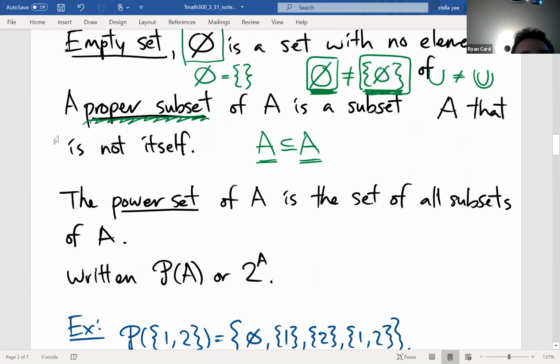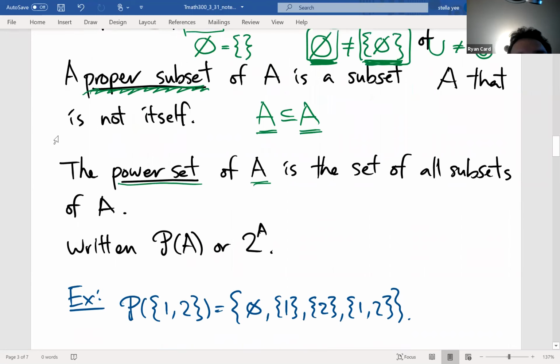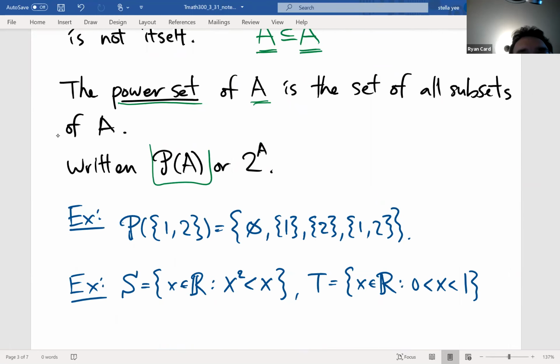Okay. Another term that I want you to know is what's called the power set. So the power set of some set A is the set of all possible subsets of that set A, right? The notation we're going to use is script P of A for the power set of A. Sometimes people use 2 to the exponent of the set A.